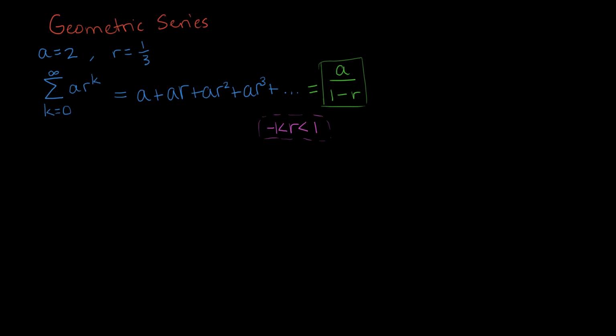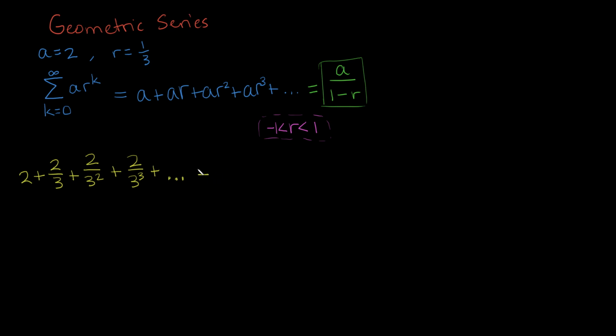So I think a perfectly fine place to start is with a equals 2 and r equals 1/3. Let's try this out. First, let's expand out our series. We know we're going to have a, which is 2, plus ar, which is 2 times 1/3, or 2/3, plus ar squared, which is 2 divided by 3 squared, plus 2 divided by 3 cubed, and this series will continue on for an infinite number of terms.